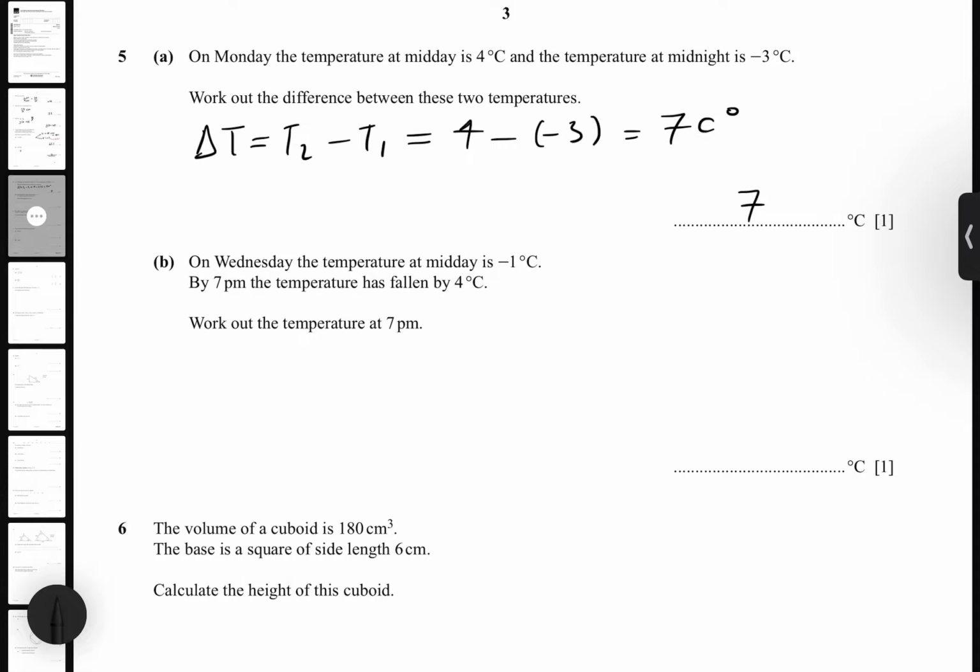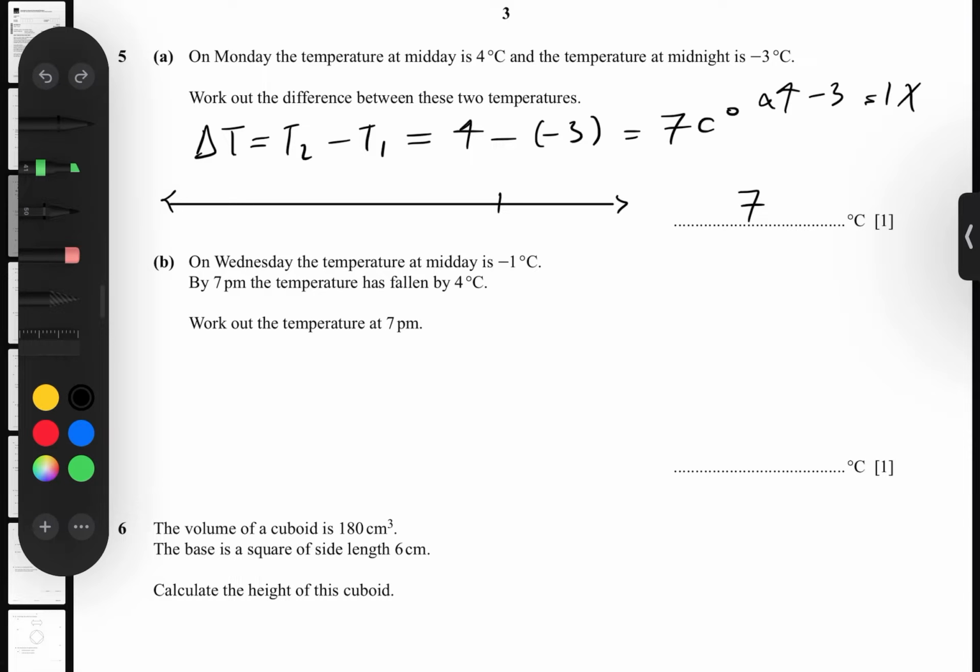And if you think about it, this is correct. Most people would just subtract 3 from 4 and they would get 1, which is wrong. The way to think about it is like this. Imagine the temperature at midnight is negative 3 and it's right here on the number line. Let's put that there. So you've got negative 2, negative 1, and you've got 0. And then this is 1, 2, 3, 4. The difference between these 2 temperatures from negative 3 to 4 is going to be 1, 2, 3, 4, 5, 6, 7, which is exactly what we have found.